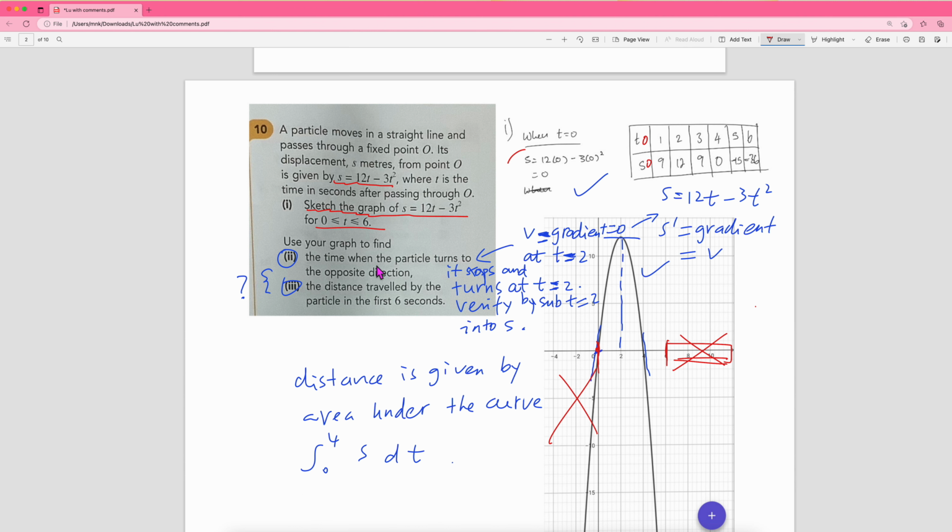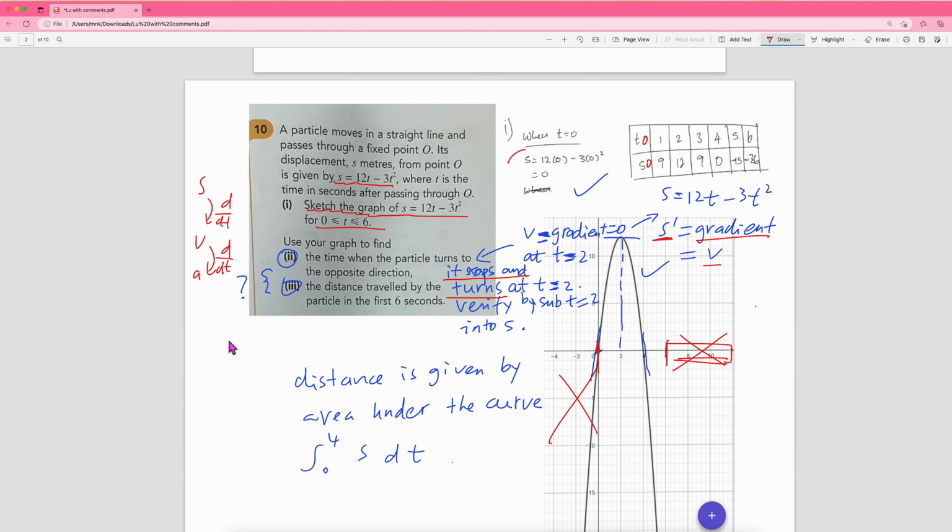Then they say use the graph to find the time when the particle turns the opposite. So the particle will stop and turn when v equals to 0. So I want to find out when v equals to 0, what's my time, right? That's why I say you must get the s prime, which is the gradient, and which is the v, right? That's how it flows. You have a displacement, then you differentiate once with respect to t, then you get your v. Differentiate another time, you get the acceleration, right?